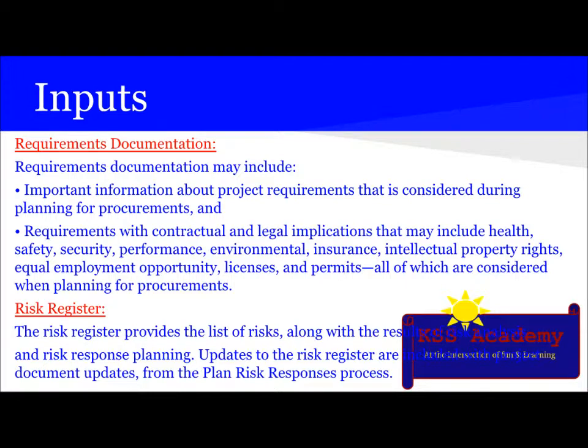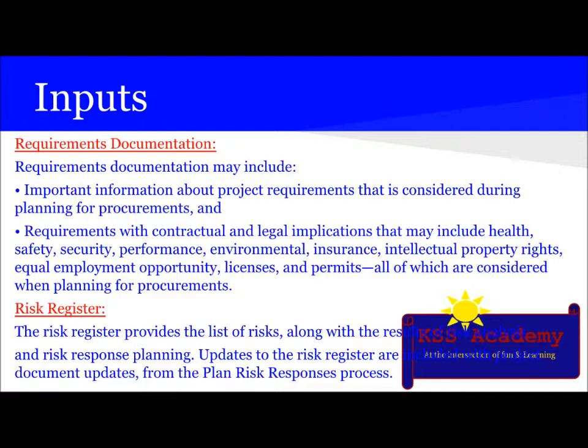The next input is requirement documentation, which may include important information about the project requirements that is considered during the planning for procurements, and requirements with contractual and legal implications that may include health, safety, security, performance, environmental, insurance, intellectual property rights, equal employment opportunity, licenses, and permits, all of which are considered when planning for procurements.